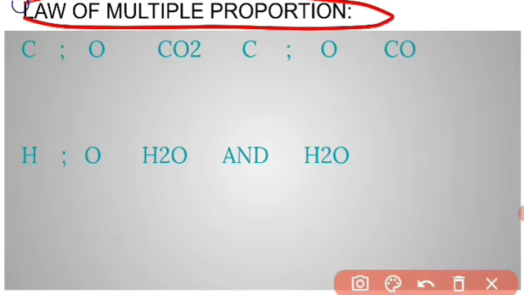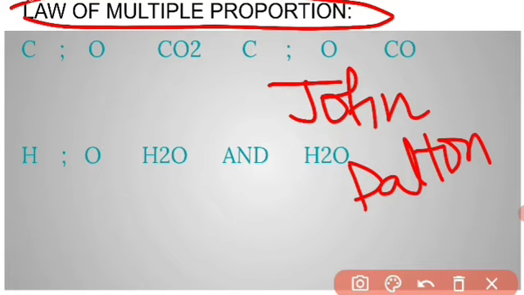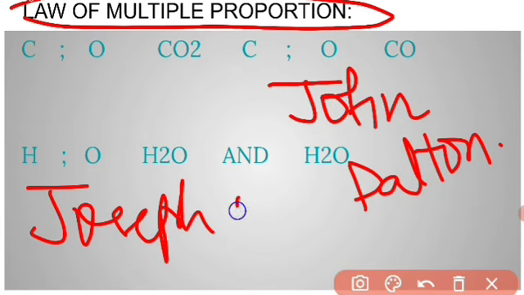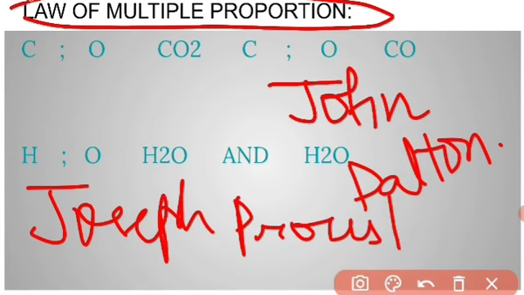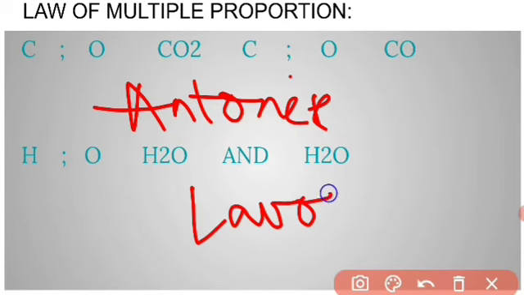This is the law of multiple proportion. This law of multiple proportion was given by John Dalton. The previous one, the law of definite proportion, was given by Joseph Proust. And the first law, the law of conservation of mass, was given to us by Antoine Lavoisier. Just remember these names. Okay, make a note of this.